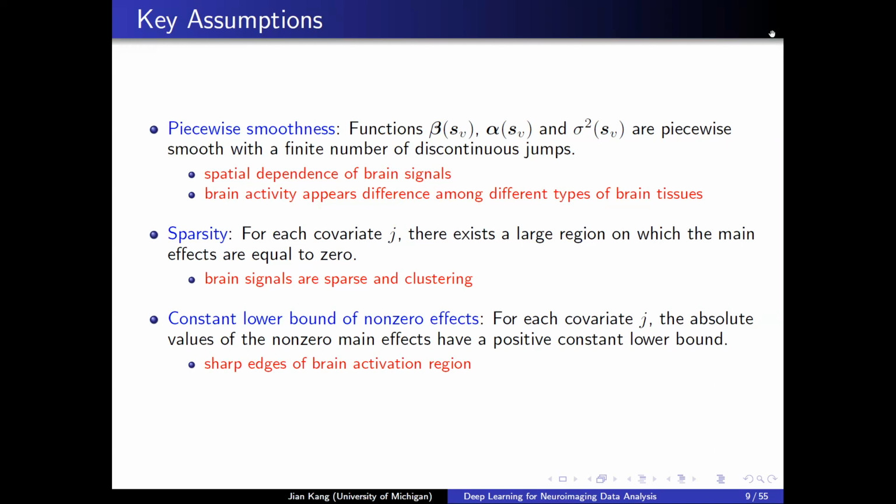And also, here is a little bit strong assumption that we assume there's a non-zero effect. If you assume beta is non-zero, then there's some lower bound that cannot be too close to zero. So basically, we cannot detect a tiny signal here. Yeah, so with these three assumptions, yes.